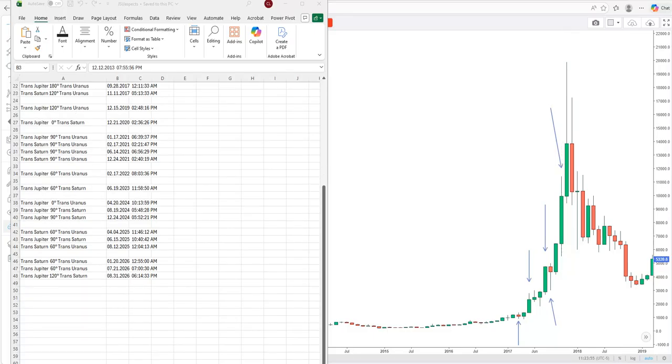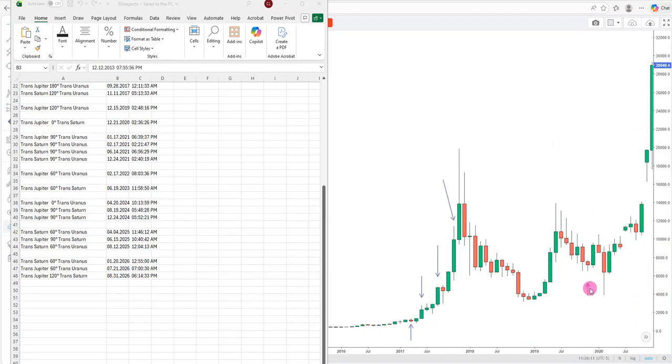There are no aspects in 2018 and just one in 2019. That was the Jupiter-Uranus trine. Let's see what that looked like. Here it is, December of 19, right here at this significant low, 2-month upward trend move following that.